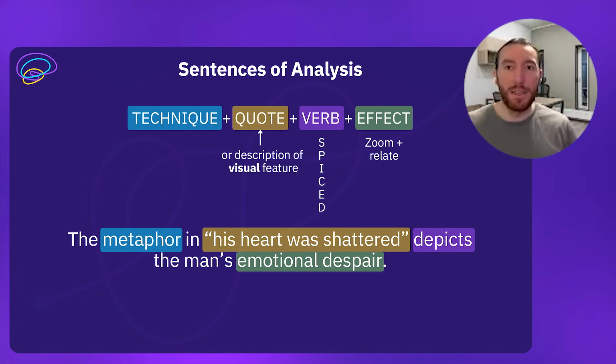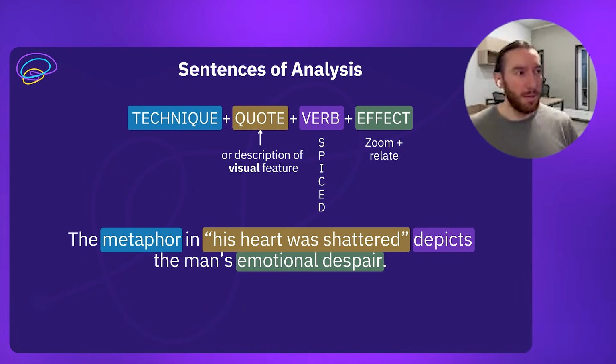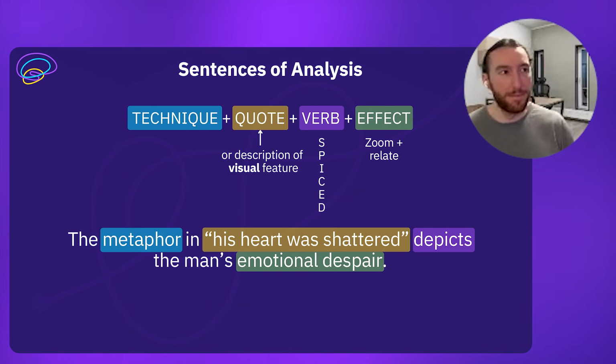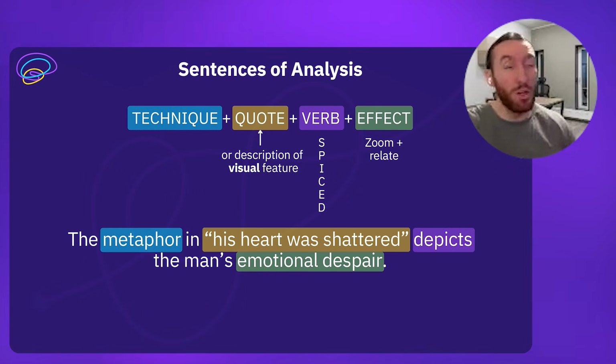So what do we think? What's the key connection here? Caden, what do you think? Yeah, I was thinking the emotional bit comes from the heart in the quote and despair from shattered. Excellent. Nailed it. Yep, that's it. So what we're showing there is that the word choice for your effect or explanation should directly relate to the words of the quote.